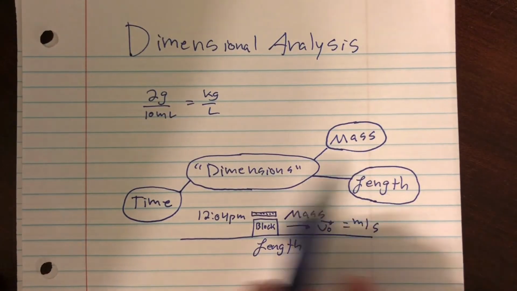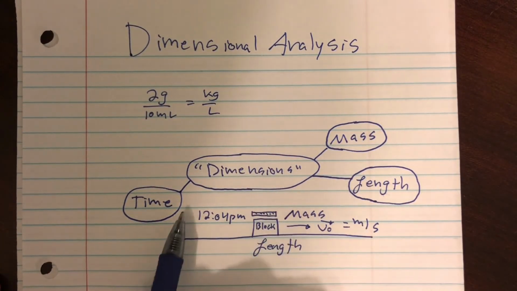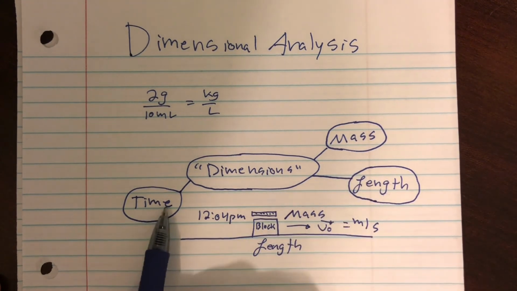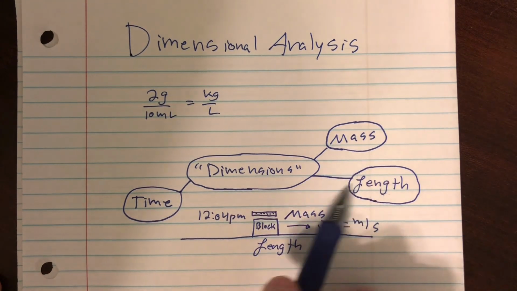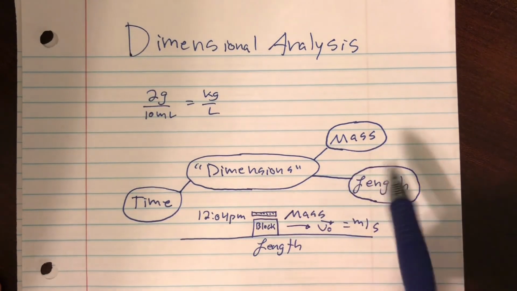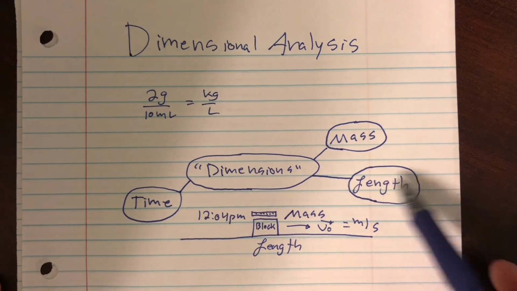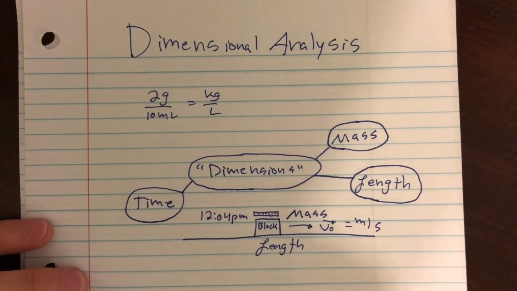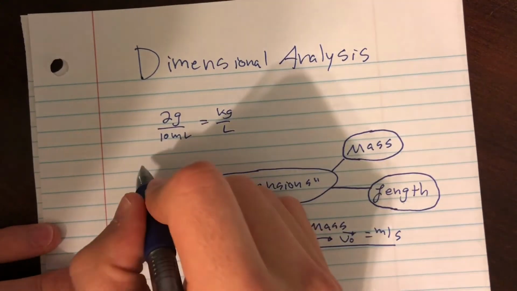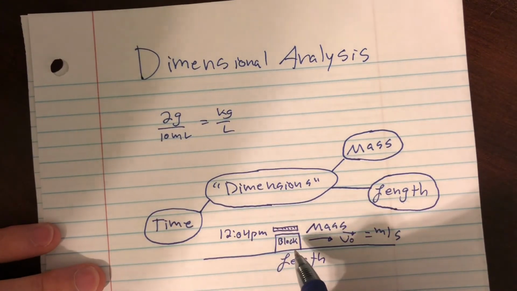These are probably the 3 that your book is going to really stick to. It's what most of our fundamental units go back to: a unit of mass, a unit of length, or a unit of time. I just want to add in one more dimension though.